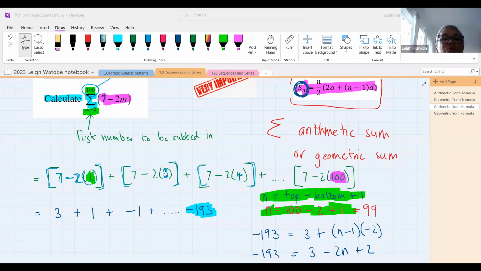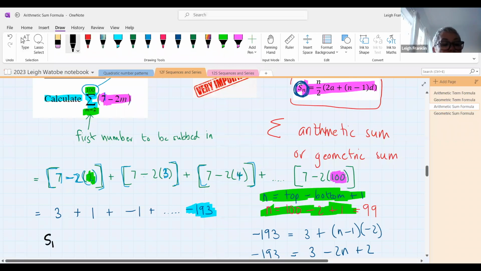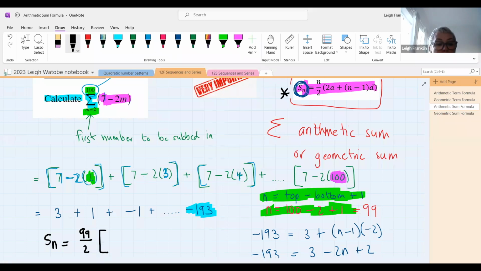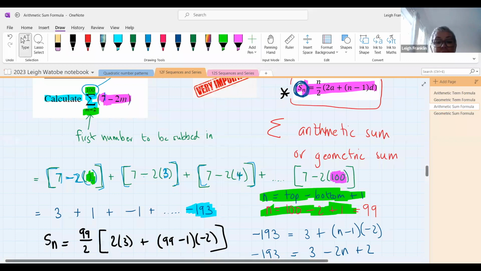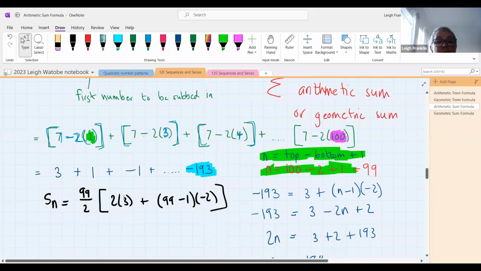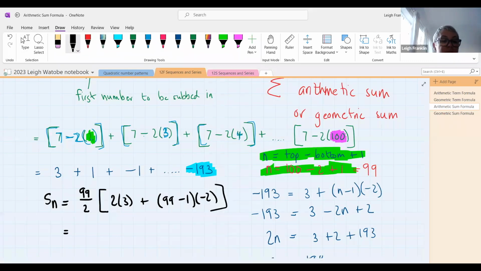All right, and now you can go back and sub into your Sn formula. So now that we know that there are 99 terms in this series, we can sub in. n is 99 over 2. So I'm subbing into my Sn formula over here. All right, so 2a plus (n - 1), and then my difference was -2. Okay, so you would still use your Sn formula to calculate what your answer is going to be.